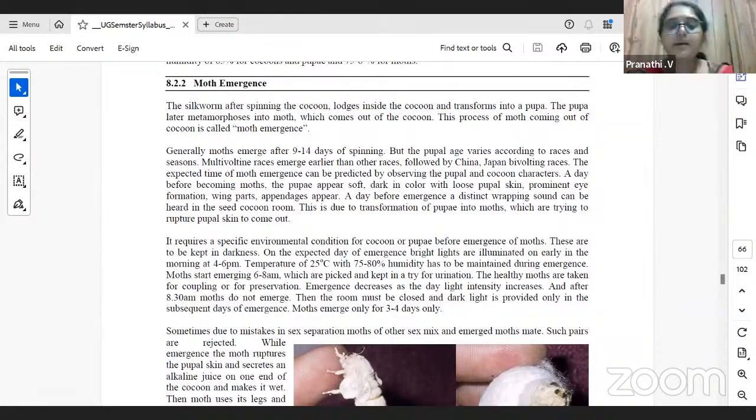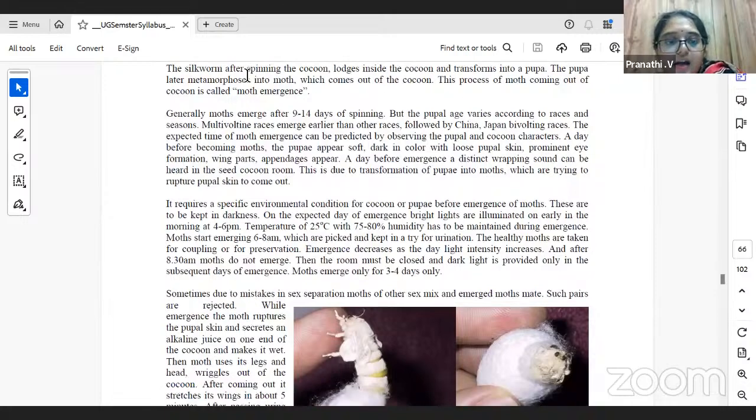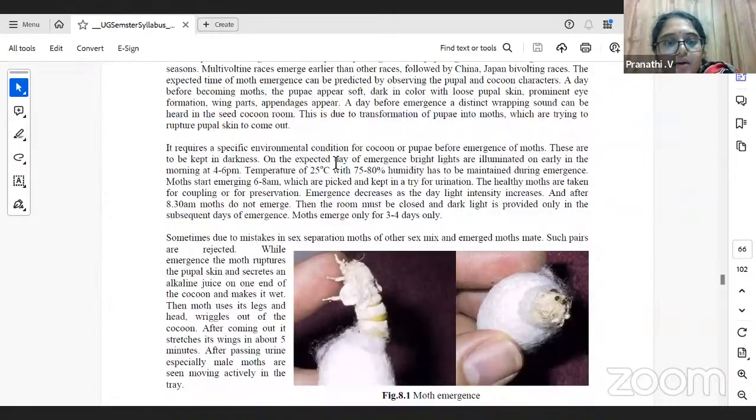They are picked up and kept in a tray for urination. See, they are insects altogether, so yes, there is a little bit of urination. Healthy moths are taken. Then they are taken for coupling or preservation.